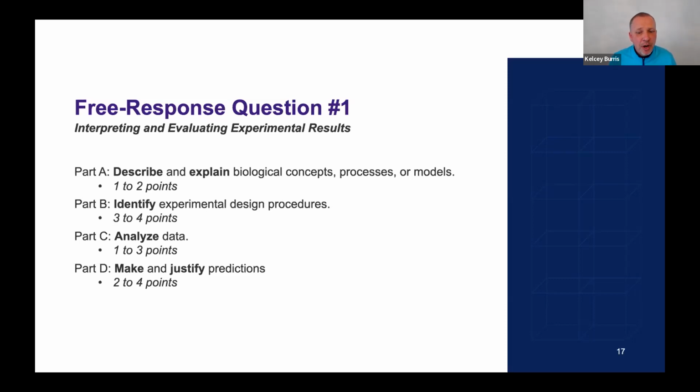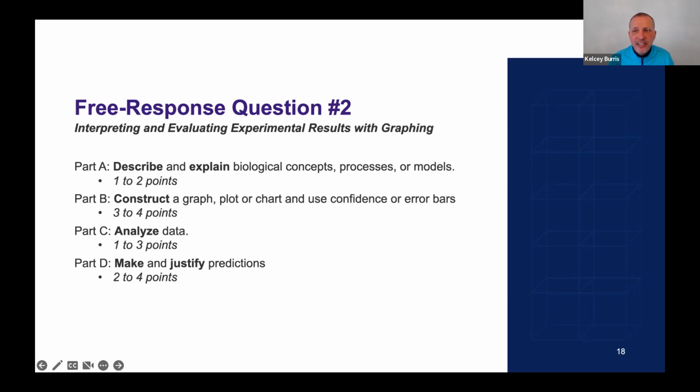All right. So for question number 2, you're going to see that it's very similar to question number 1, but in question number 2, you have graphing. Part A, same thing: you're going to describe and explain a biological concept, processes, and models for 1 to 2 points. But part B, you're going to construct a graph, plot, or chart using confidence or error bars, which we're going to talk about both of those in a little bit. You'll need to analyze data, just like question number 1, and then make a justified prediction.